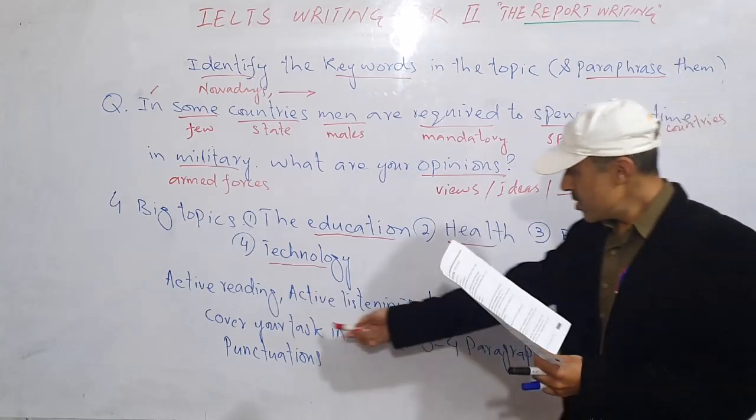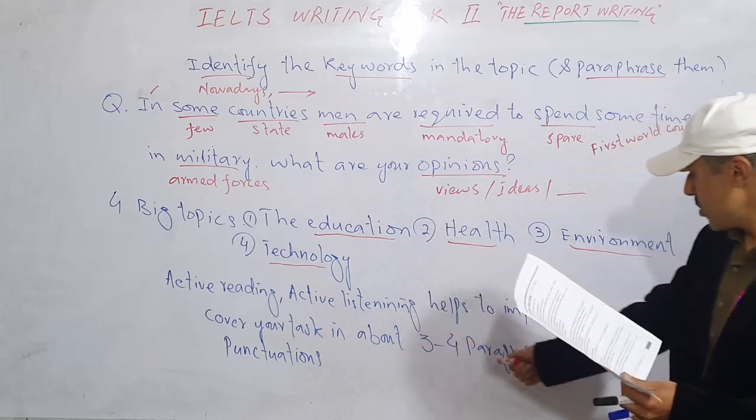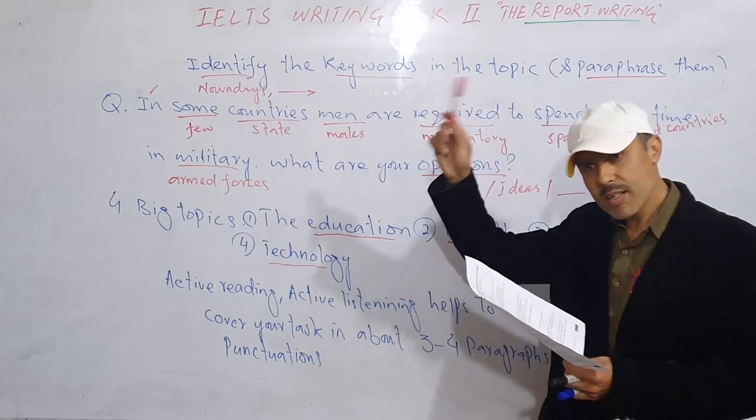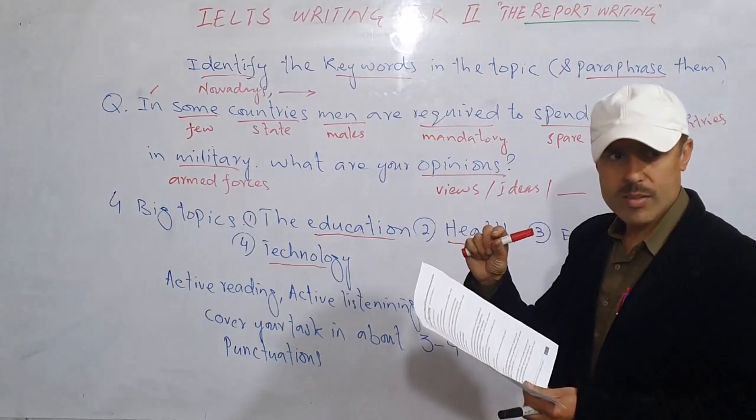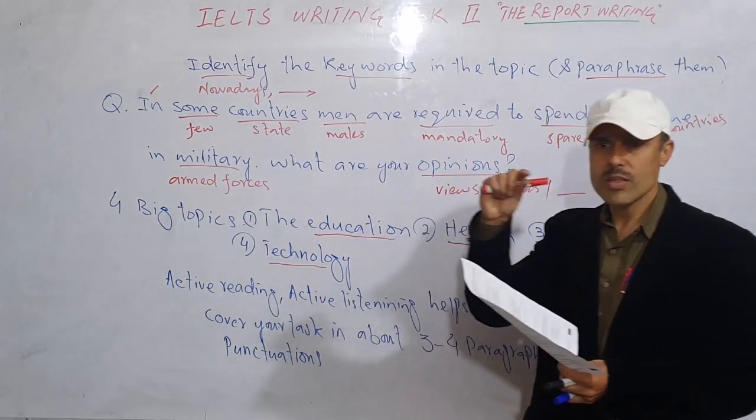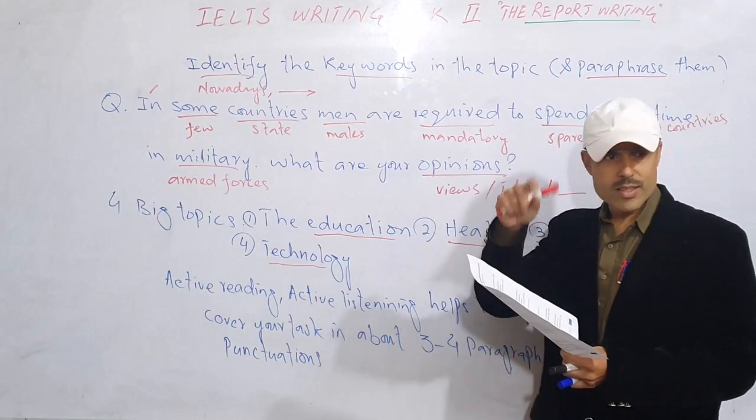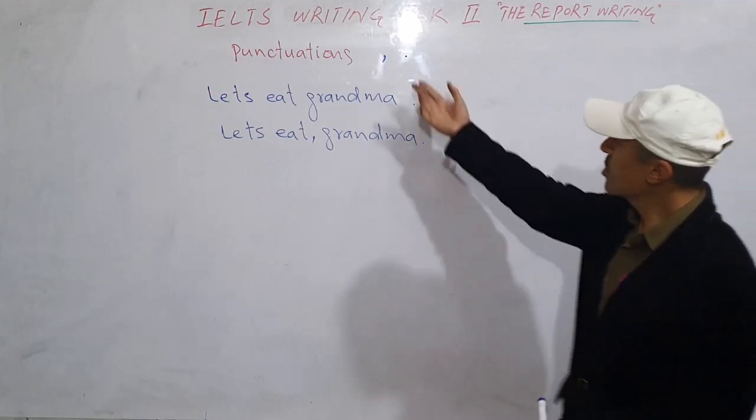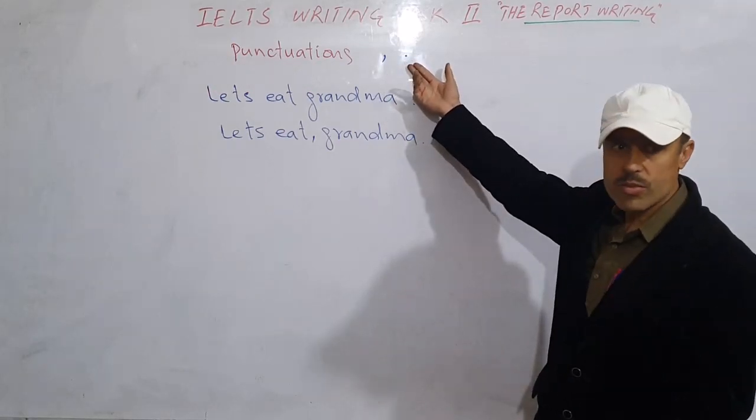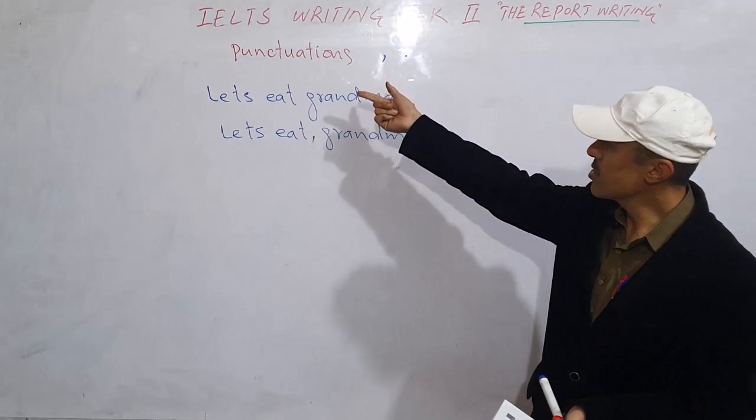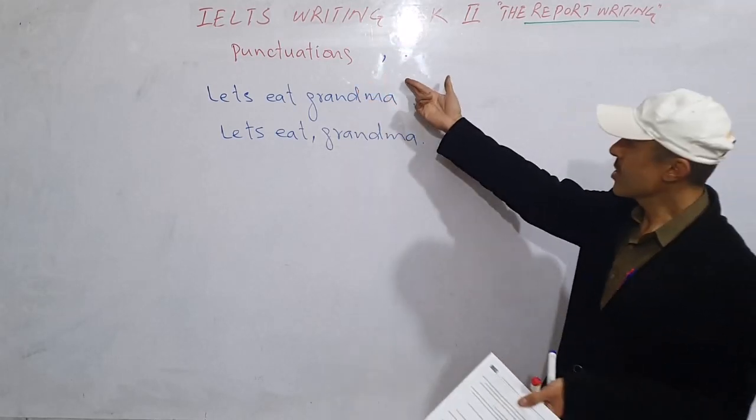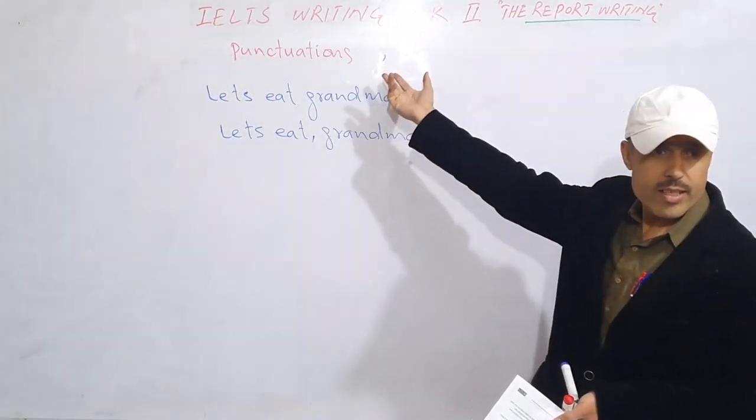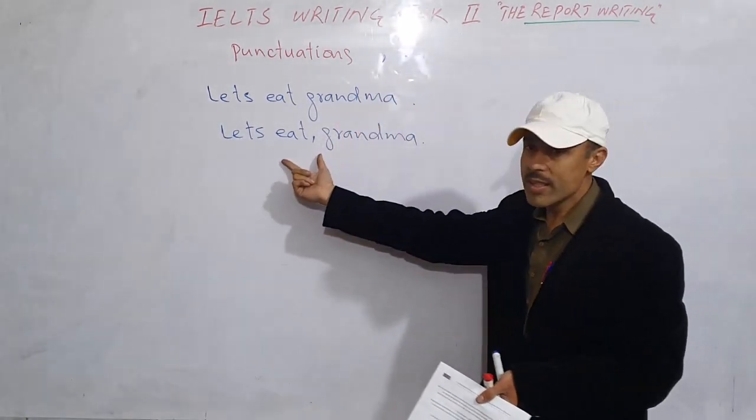I've already talked about this: you can cover your task in about 3 to 4 paragraphs. Don't write 7, 8, 9, 10 paragraphs. Sometimes I see students write 1 or 2 lines, then break the paragraph and use another, and so on. We mostly use commas and full stops as punctuation when we write our response. And if you think punctuation doesn't have any value, you can see the value here.